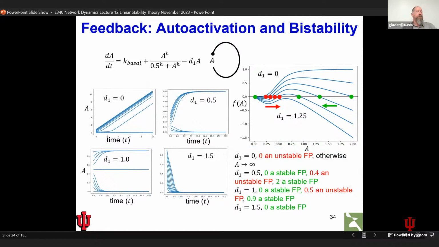So we've seen the bifurcation plot now for increasing D1. What we see is if D1 is 0, the value of A goes to infinity. If D1 is small, the value of A is very large. As we increase D1, that large value comes down. The value at 0 stays 0 if K-Basel is 0. The unstable fixed point gradually goes up until it collides with the decreasing value of the upper fixed point, and they annihilate each other. And if the decay rate is too high, you get 0.